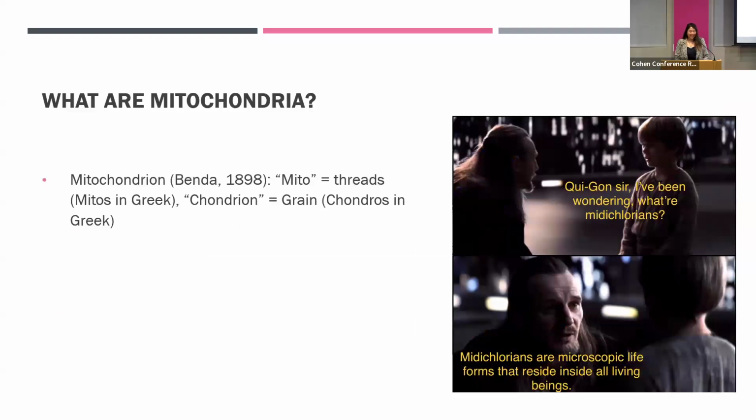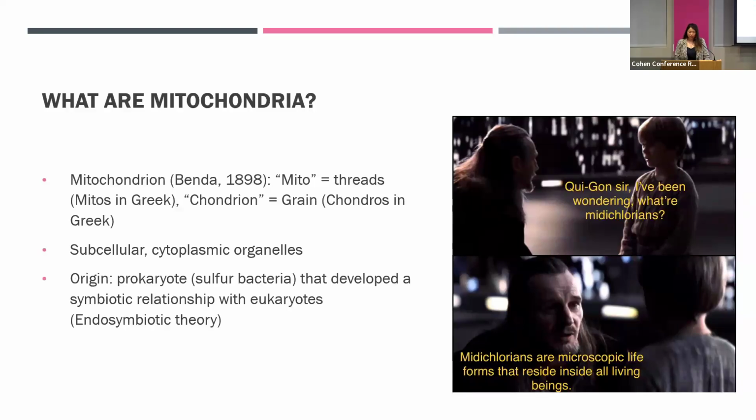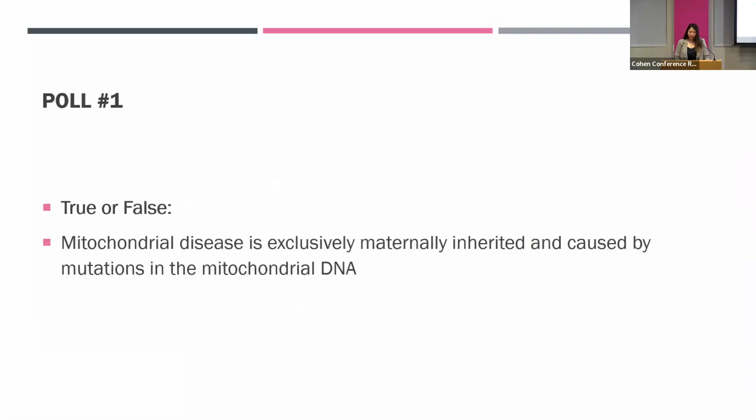But mitochondria, it's two words. It's from the Greek word mito for threads and chondria for grain. So it's what someone named when they looked at the mitochondria a long time ago under the electron microscope. They are subcellular cytoplasmic organelles, and if you remember from high school biology, they used to be sulfur-producing bacteria that at some point developed a symbiotic relationship with eukaryotes. So this is George Lucas stealing this idea and forming the midichlorians of the Star Wars world. But we have real midichlorians here.